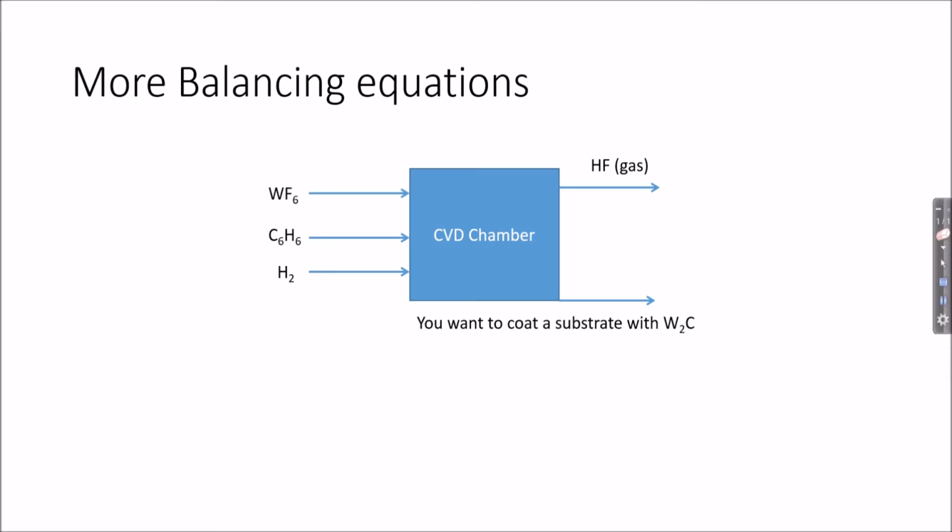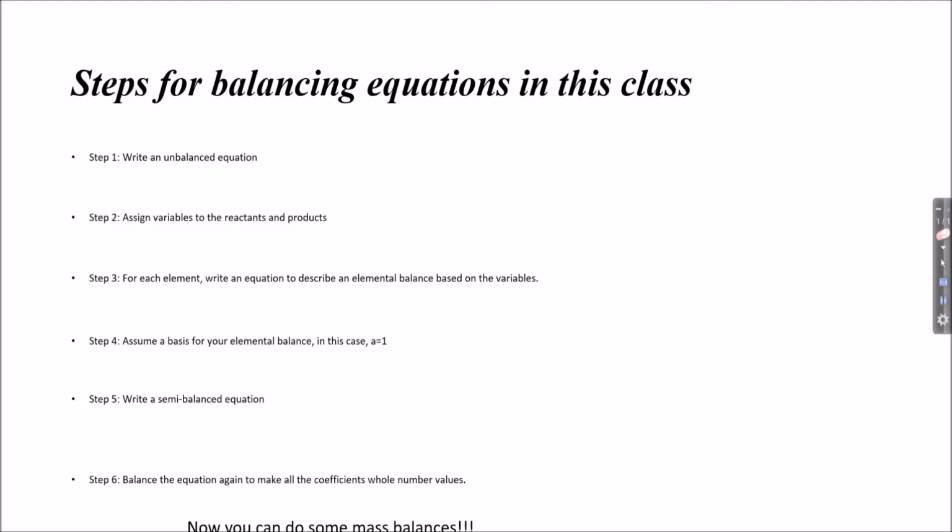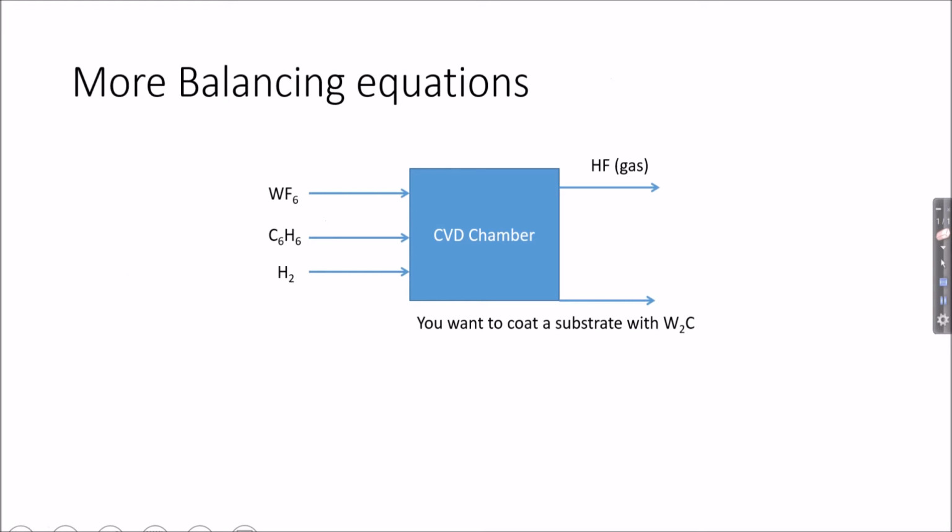We want to think of this in terms of input and output. Here we have our inputs, which are our gases, WF6, C6H6, and H2. And we have an output of HF gas. Excuse me, I was trying to annotate there. And we want to coat our substrate with tungsten carbide. So this would be a reactive material balance.